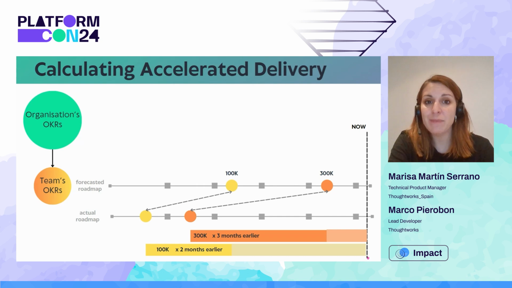We can look at each milestone in their product roadmap as the way to unlock either a new revenue or a cost saving, or both. Now, thanks to the acceleration in delivery derived from using our platform, they can anticipate that value realization. Let's look at this example. In this example, our user group will be realizing the 100K monthly revenue 2 months earlier than expected, and the 300K monthly revenue 3 months before.